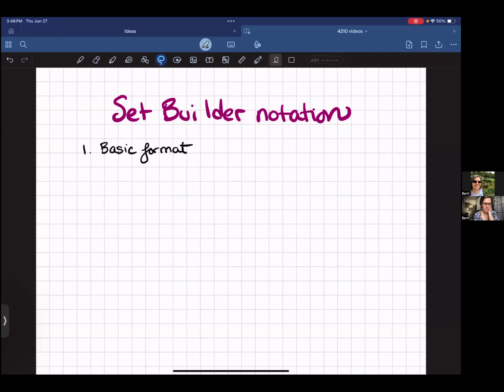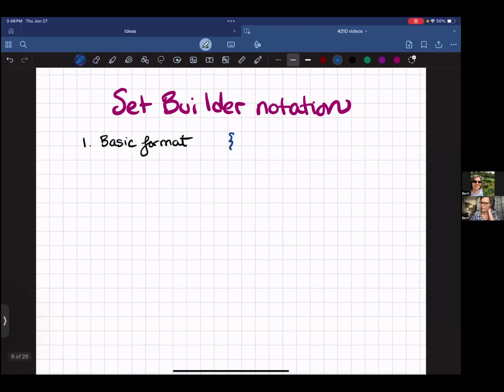So set builder notation is a way of writing sets that many people have told me they find sometimes confusing. So what do I mean by set builder notation? Set builder notation usually has a format that looks like the set of all little a in capital X such that some property of a holds.